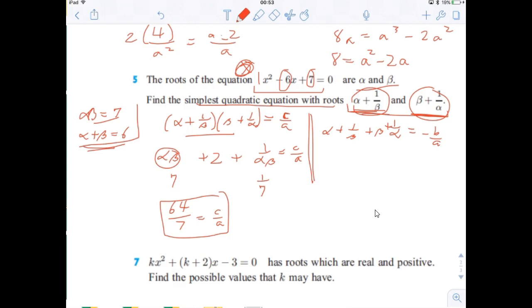So we're going to get alpha times alpha beta plus 1 over beta times alpha beta, which would be alpha, right? And beta times alpha beta would be beta times alpha beta. Alpha beta times 1 over alpha would be beta.